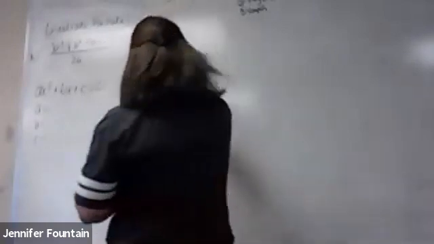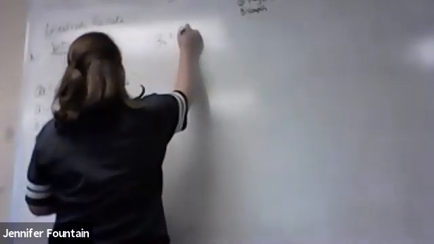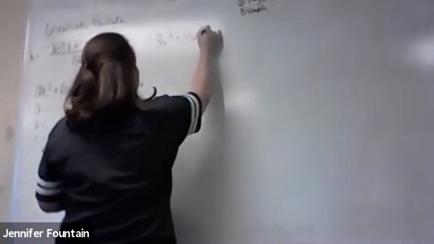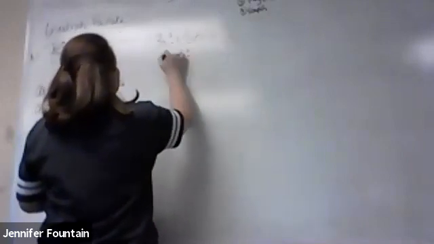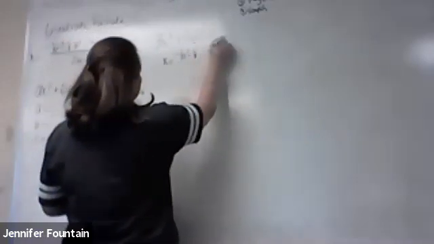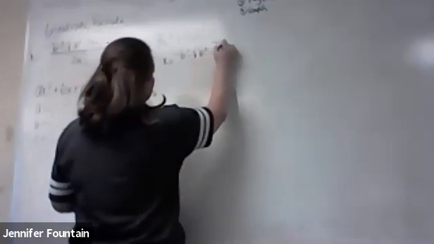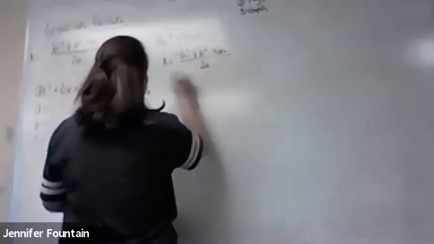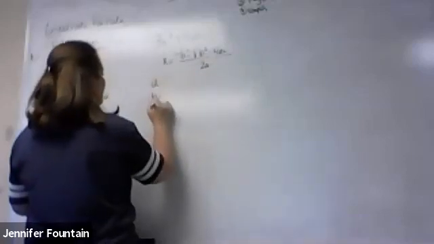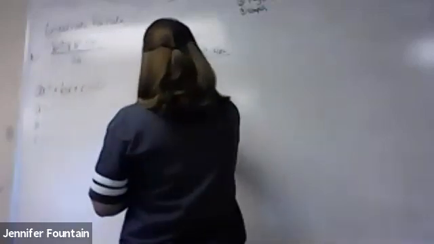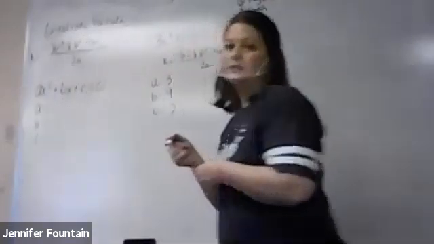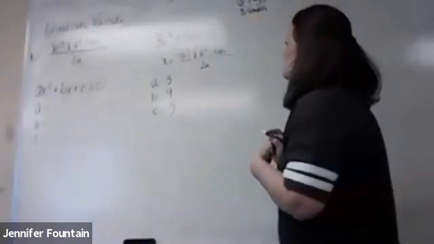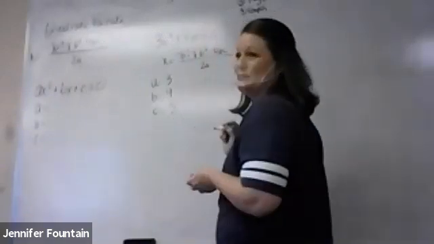Okay. 3x squared plus 9x plus 5 equals 0. X equals negative b plus or minus the square root of b squared minus 4ac all over 2 times a. What is the value of a? 3. b, 9. c, 5. Yay, they're all positive. That makes me happy. Let's go ahead and plug them in.